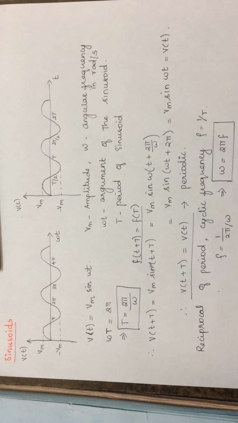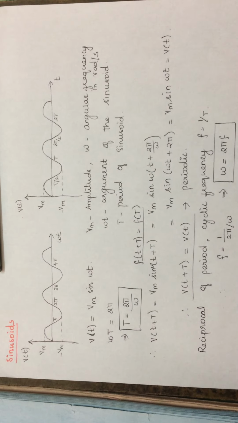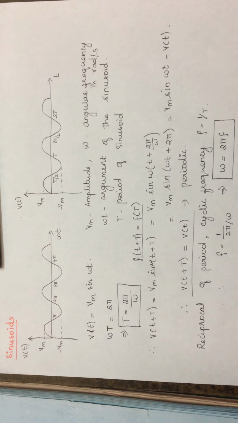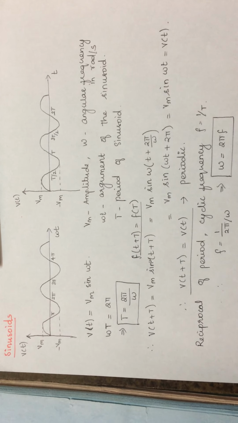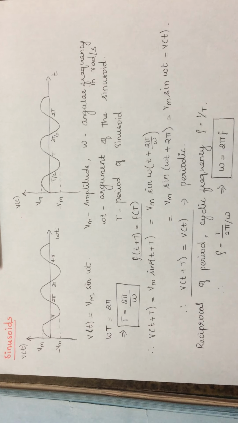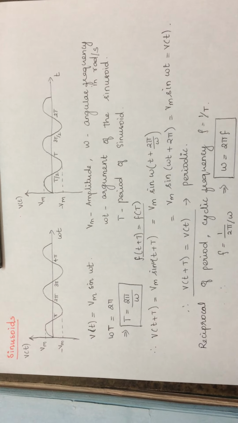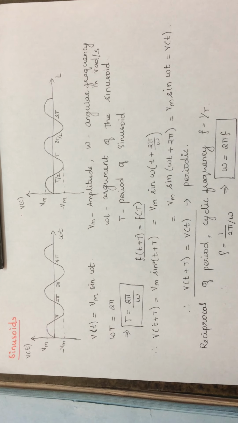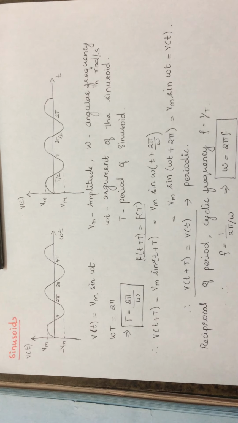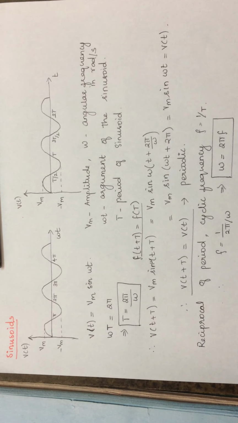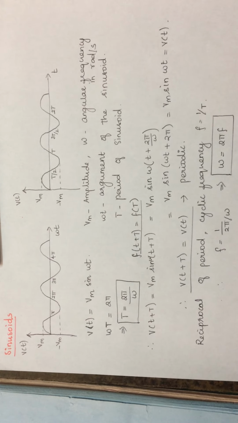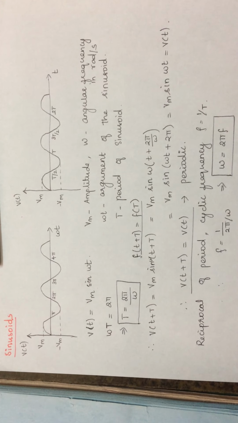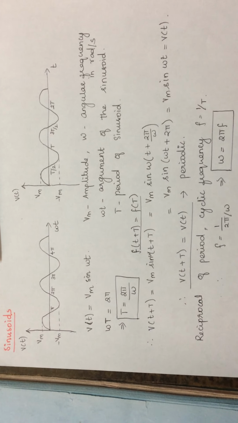Now the advantages of sinusoids include: it is easy to generate a sinusoid, and it is easy to transmit, and these sinusoids are periodic in nature. That is, for every cycle the signal repeats itself. These signals are periodic in nature. And the final one is that the derivative and the integral of a sinusoid is also a sinusoid.